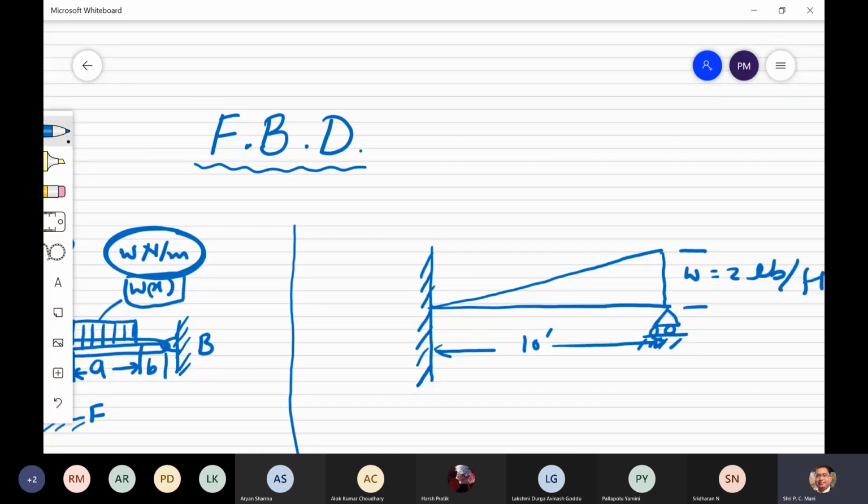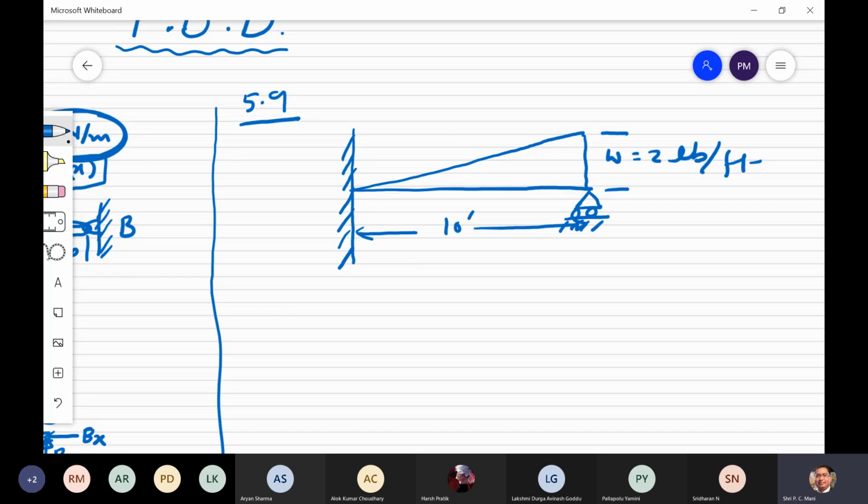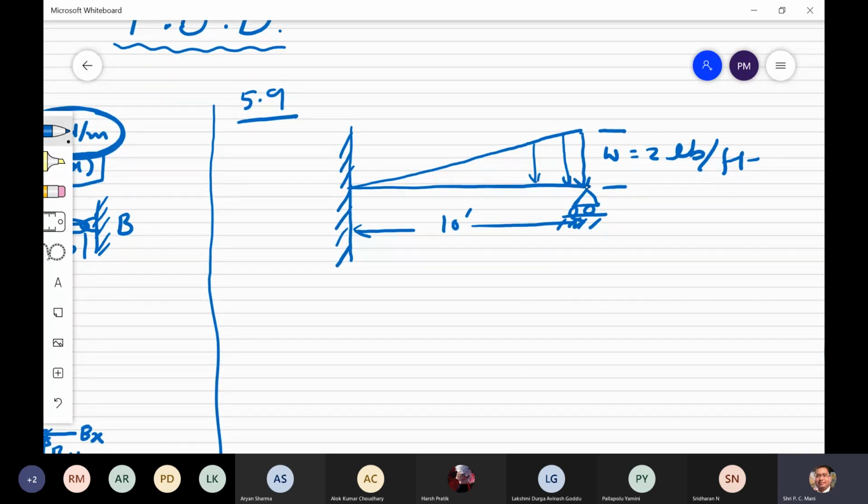Now the second question is 5.9. Here again there is a fixed support and one roller support. A triangular load is given, of length 10 feet, and on the other side the height increases from 0 up to 2 lb per foot.